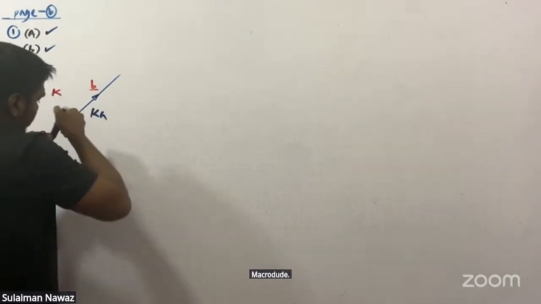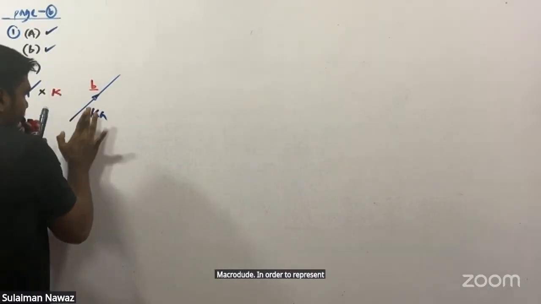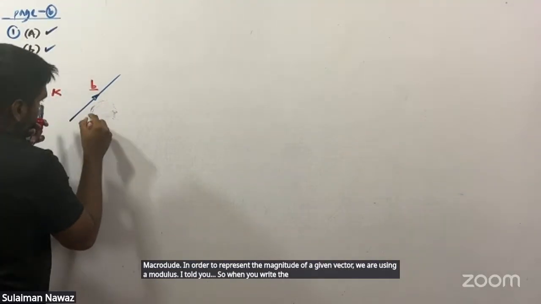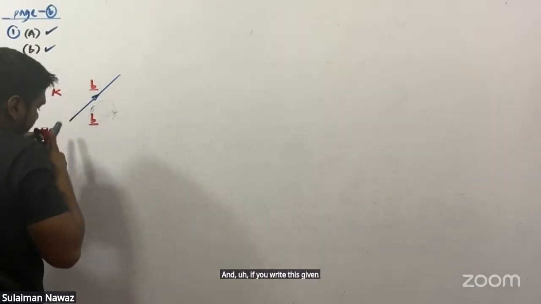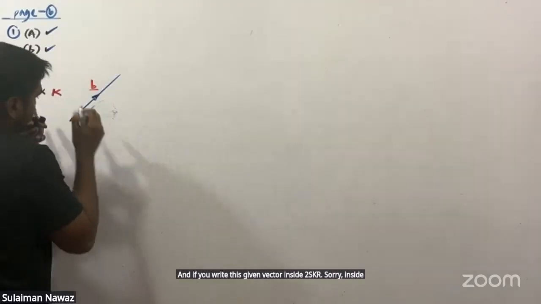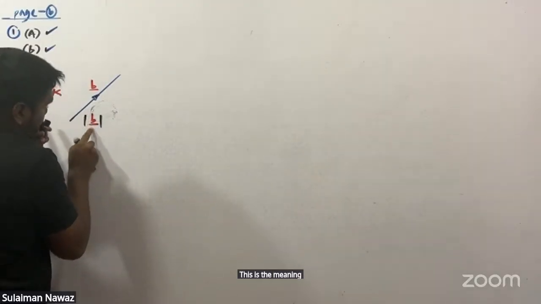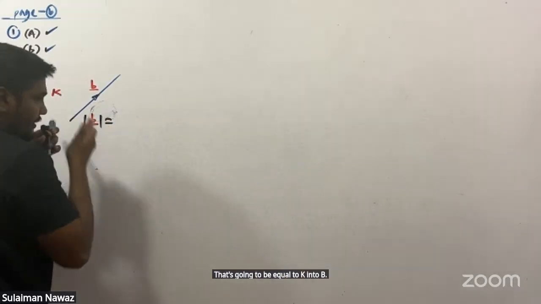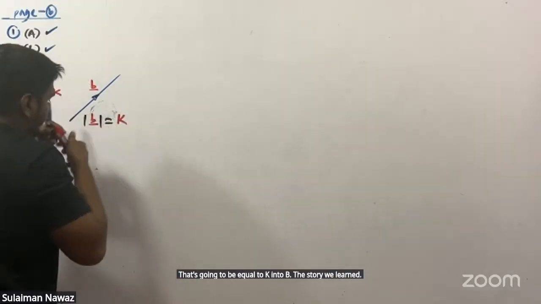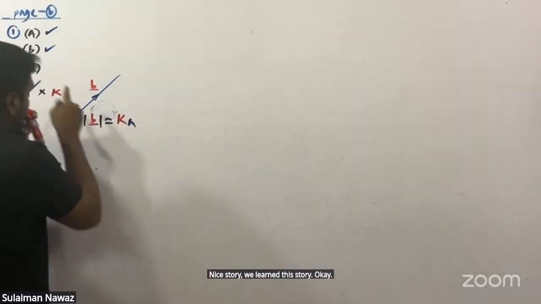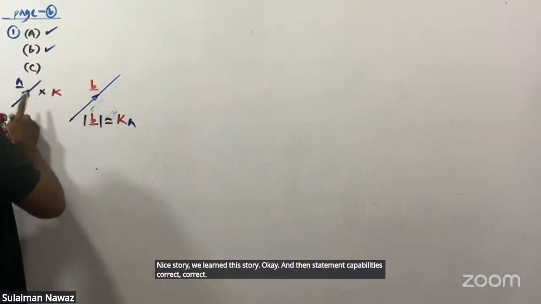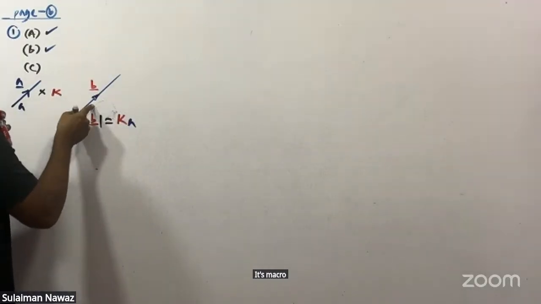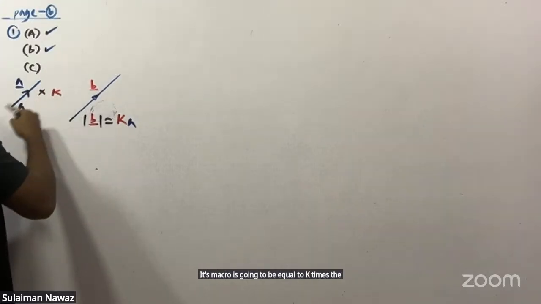In order to represent the magnitude of a given vector, we use a modulus. When you write the given vector B inside two vertical lines, that is the modulus of vector B. That means the magnitude of vector B, and that is going to be equal to K into the magnitude of A. This story we learned. Then statement C is also correct. Remember, when you multiply a given vector by a scalar, the result is going to be a new vector. Its magnitude is going to be equal to K times the magnitude of the previous vector.